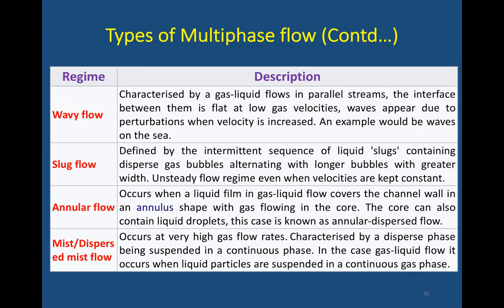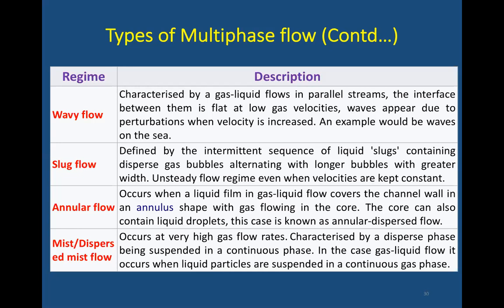Slug flow is defined by an intermittent sequence of liquid slugs containing dispersed gas bubbles, alternating with longer bubbles. So slug flow means when some particle forms within the flow path. Maybe gas and liquid will merge and produce some sort of solid particle. So that type, slug flow, will happen.